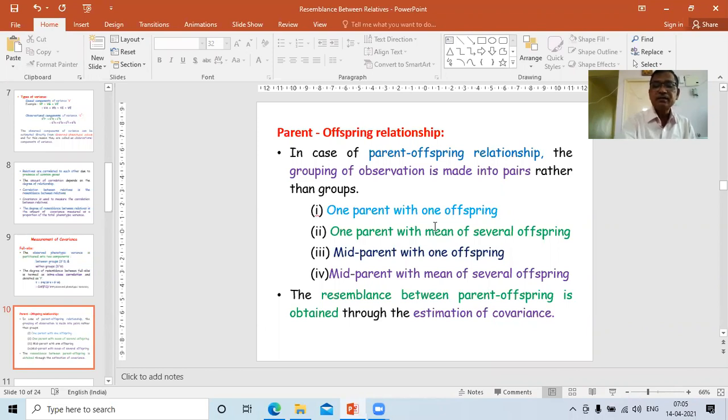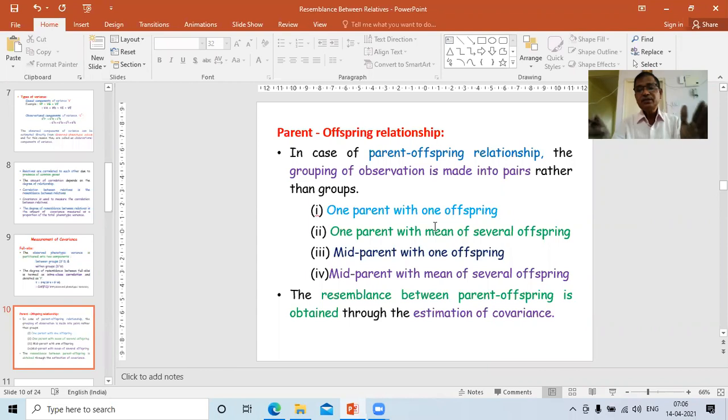And mid parent, suppose that is body weight. Body weight can be measured for both the sire and dam. So mid parent with one offspring. So दोनों parents का जो average है, that is called mid parent. उसके साथ अगर एक offspring है, so that kind of relationship will be the mid parent with one offspring, mid parent with mean of several offspring.